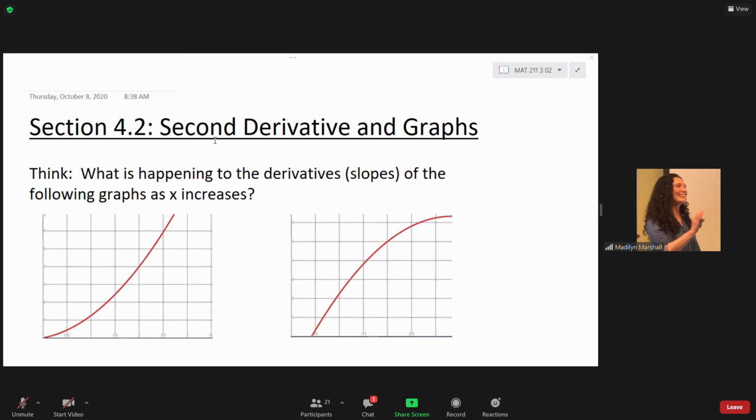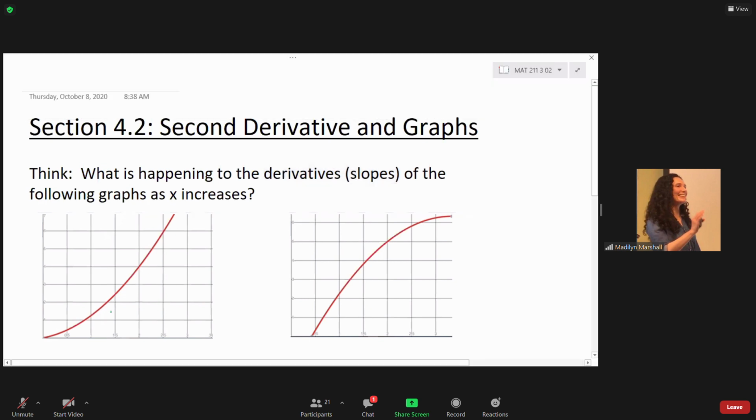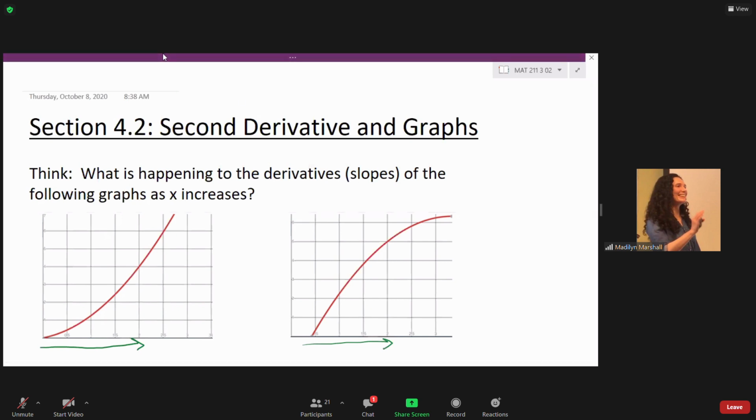So here is our first question that I just want you to think about for a moment. We have two graphs here. They're both going up. What is happening to the derivatives or the slopes of the following graphs as x increases? So as x starts to get bigger in each of these, what is happening to the slope or the derivative?